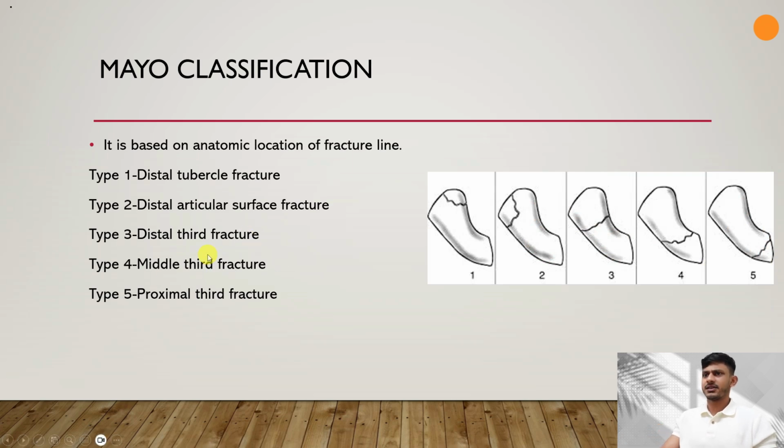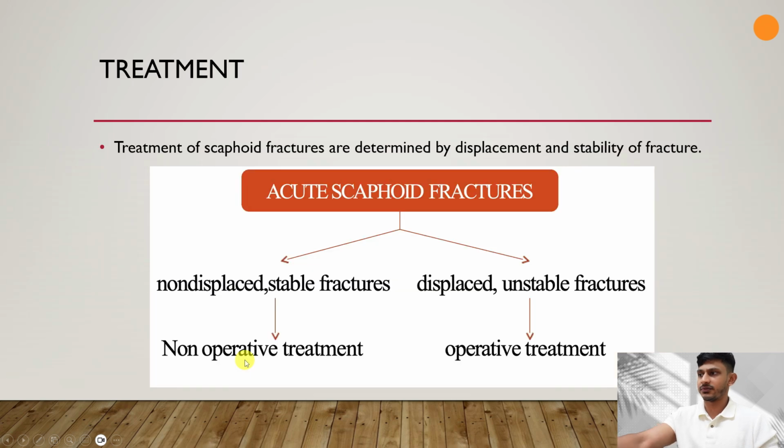So the Mayo classification. Distal tubercle fractures are type 1, distal articular surface fractures type 2, distal third fractures type 3, middle third fractures type 4, and proximal third fractures type 5. So from the previous blood supply diagram that I showed, which do you think has the most risk of AVN? Proximal third fracture, or type 5 Mayo classification.